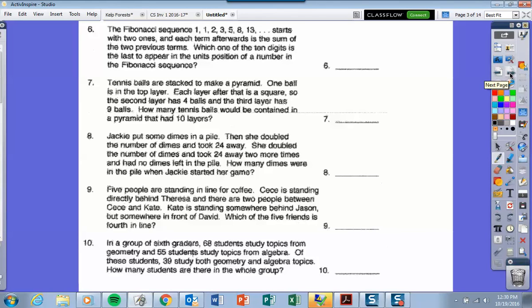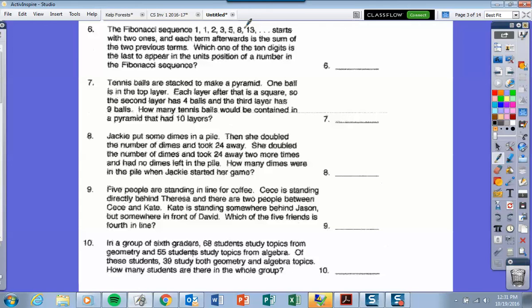For the Fibonacci sequence of 1, 1, 2, 3, 5, 8, 13, each term afterwards is the sum of the 2 previous terms. So we see that 1 plus 1 is 2, 1 plus 2 is 3, 2 plus 3 is 5, 3 plus 5, and so forth. Which one of the 10 digits is the last to appear in the units position of a number in the Fibonacci sequence?